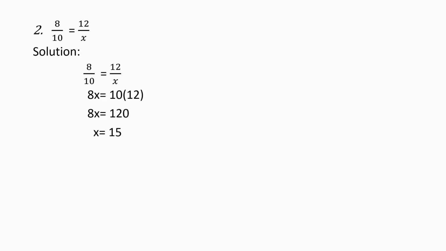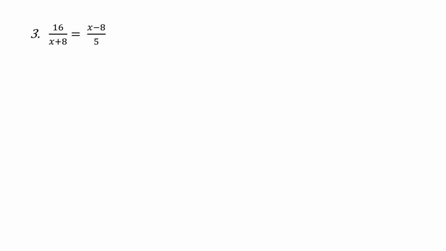So solution, again, you cross multiply. So 8 times x, you have 8x. Then 10 times 12, so you have your 120. Divide both sides by 8. Here also divided by 8. So therefore, the value of your x is 15. So you substitute and then you simplify to check if the value of x is correct. So therefore, both are equal to 120. Therefore, they are proportion. Okay.